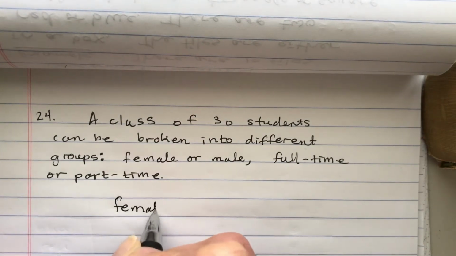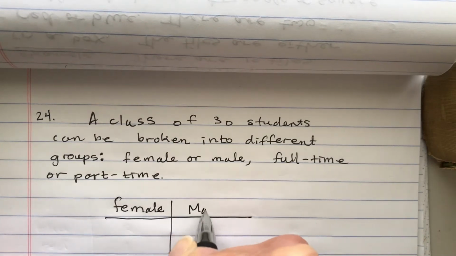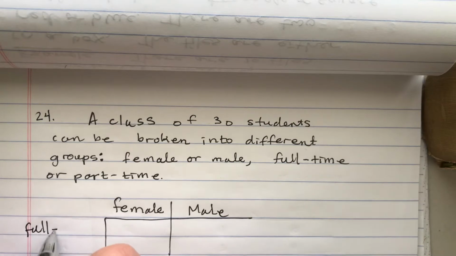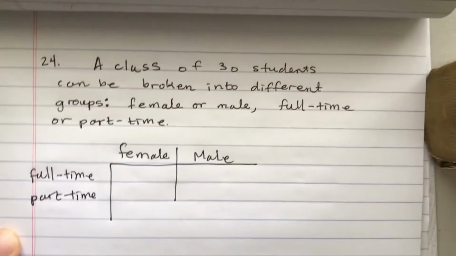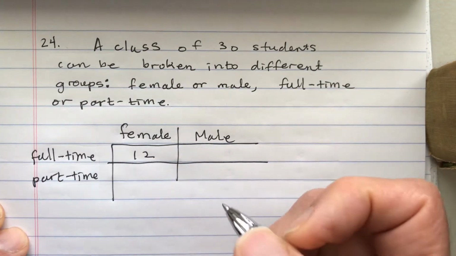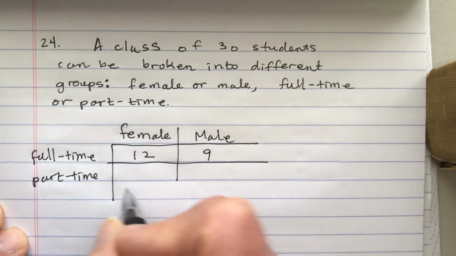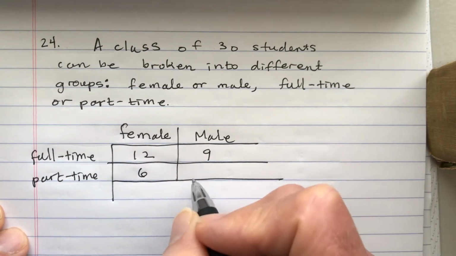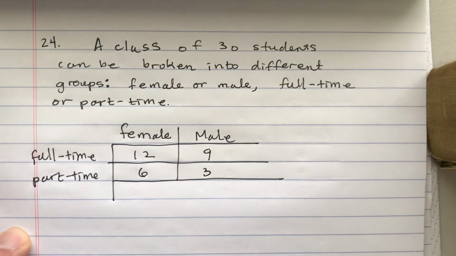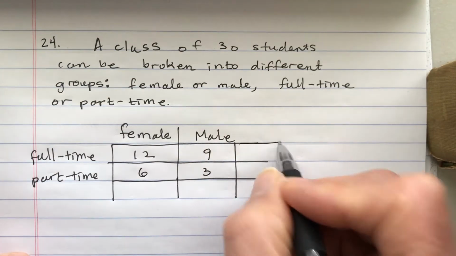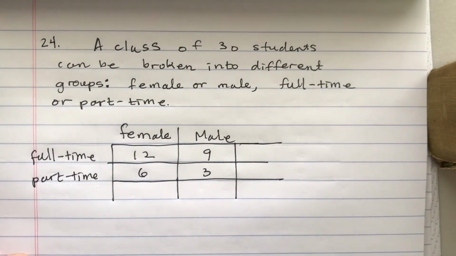So here's female, male, full-time, part-time, and here's the numbers. 12 are women full-time, 9 are men that are full-time, 6 are women that are part-time, and 3 are men that are part-time. What is the probability that a randomly selected student is female?